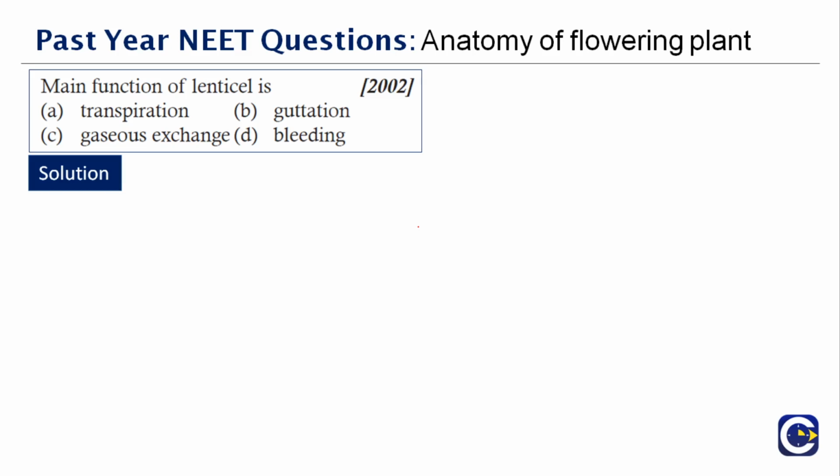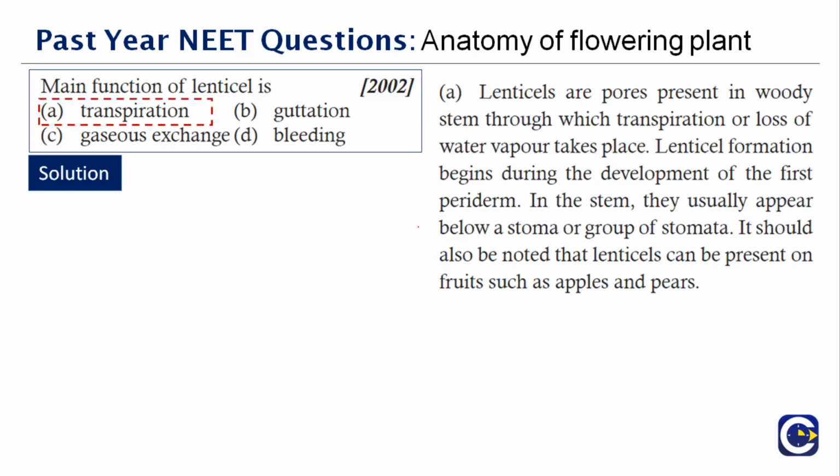In the stem, they usually appear below a stoma or a group of stomata. It should always be noted that lenticels can be present in fruits such as apple and pear. So this is just information that I would like to give here. The main function of the lenticel is option A, transpiration.